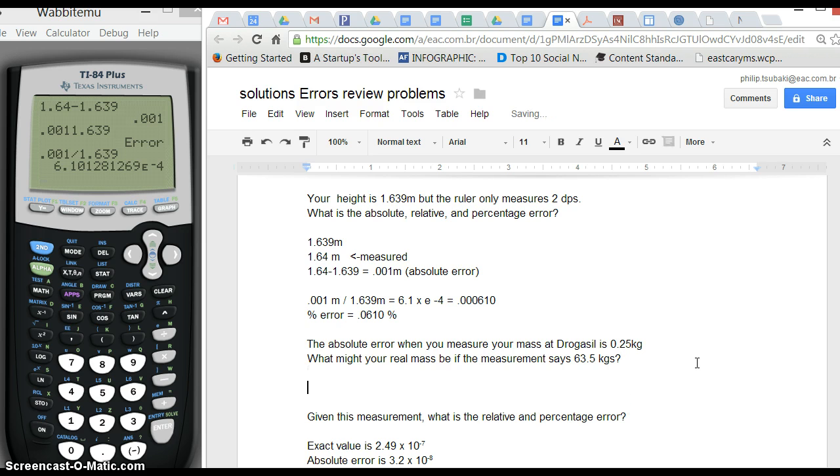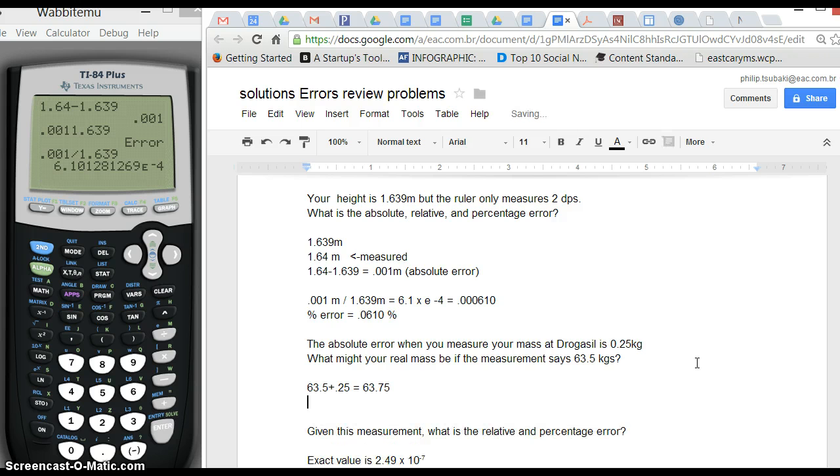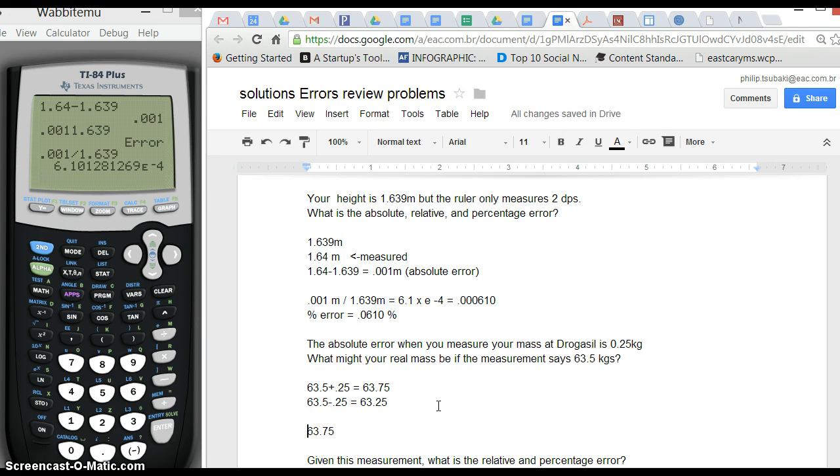Okay, well, you could put two answers here. You could put 63.5 plus 0.25, and that would be 63.75. Or you could say 63.5 minus 0.25, and that would be 63.25. So we don't know which direction the error is going. If we measure 63.5, then we think the real value might be 63.75 or 63.25. Well, we're just going to pick one because we don't know which one it is. So we'll put 63.75, and we're saying that is the exact value.